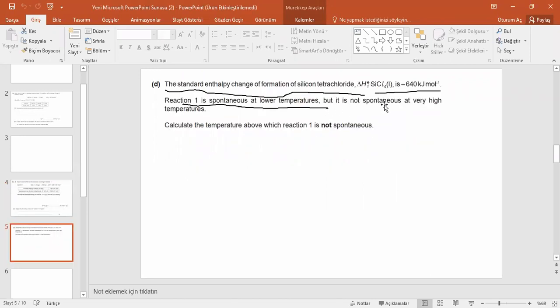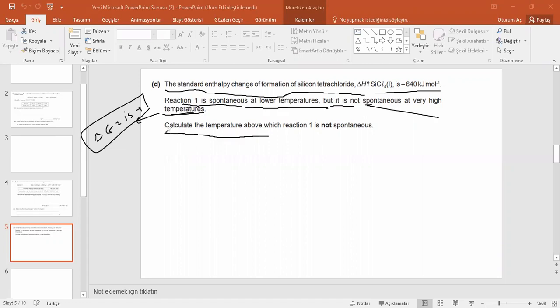But it is not spontaneous at very high temperature. At very high temperature, the reaction is not spontaneous. That means at very high temperature, delta G is positive, right? It is not spontaneous at very high temperature, so it is positive. Calculate the temperature above which reaction 1 is not spontaneous.